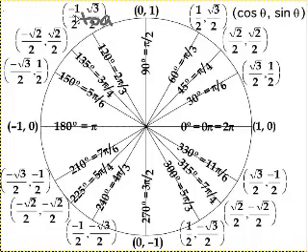I got this drawing of the unit circle from Wikipedia, and I want to give due credit. The unit circle extends that SOHCAHTOA definition. A unit circle is just a circle centered at the origin, the point (0, 0), with a radius of 1, so it intersects the x-axis at (1, 0) and (-1, 0), and the y-axis at (0, 1) and (0, -1).